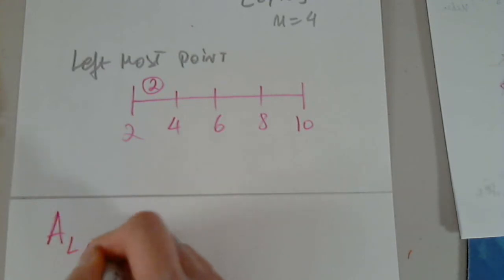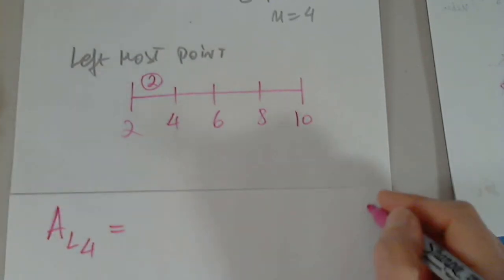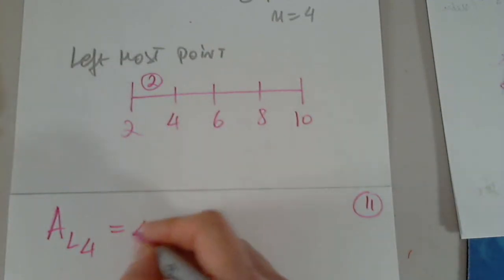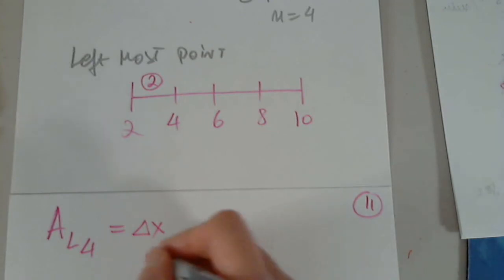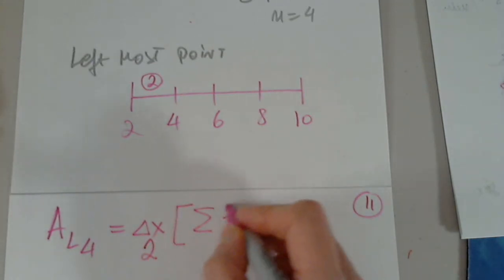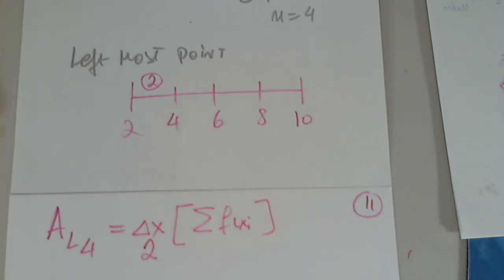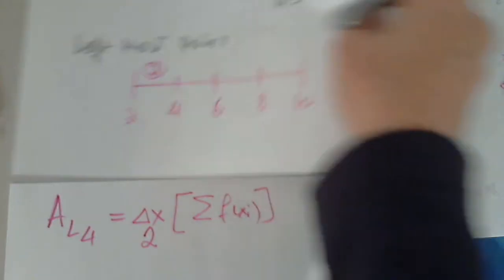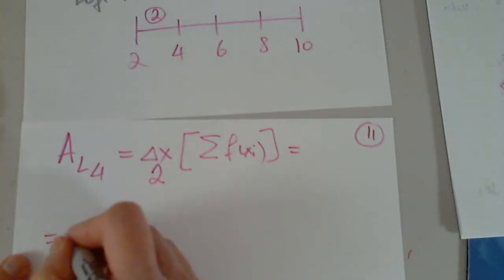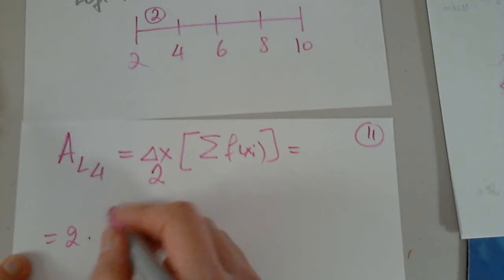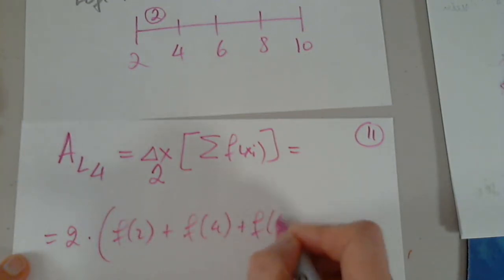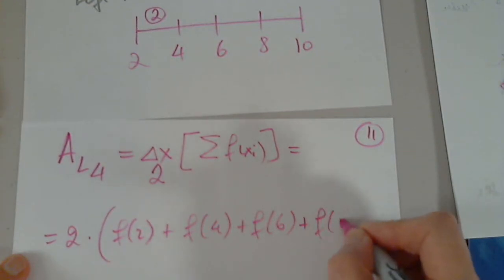Area left with 4 subintervals. This will be delta x, which is the same width of the interval. That's, in our case, 2, multiplied by the sum of f of xi, which is the limit of the Riemann sum, basically. But in this case, we're not going to use the limit. So this will be 2 multiplied by f of 2 plus f of 4 plus f of 6 plus f of 8.